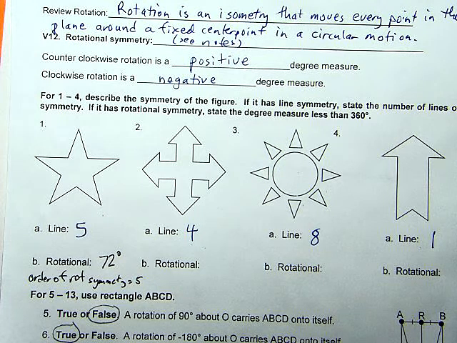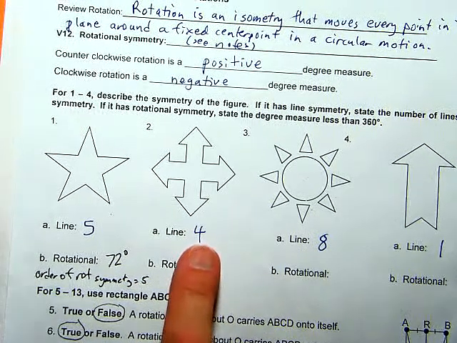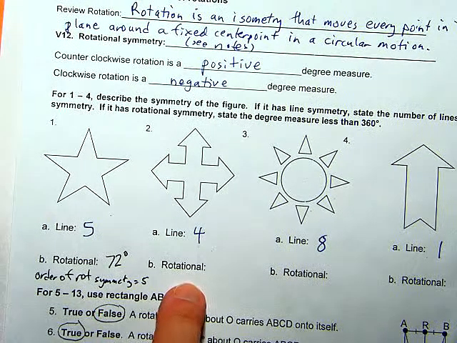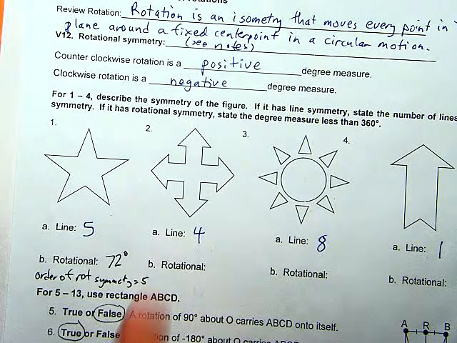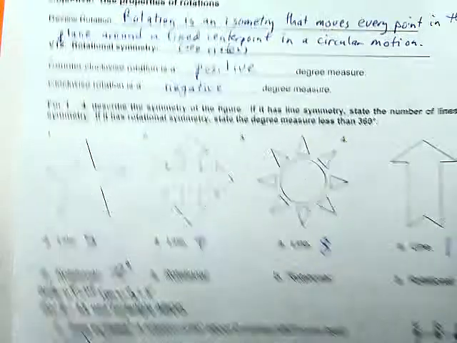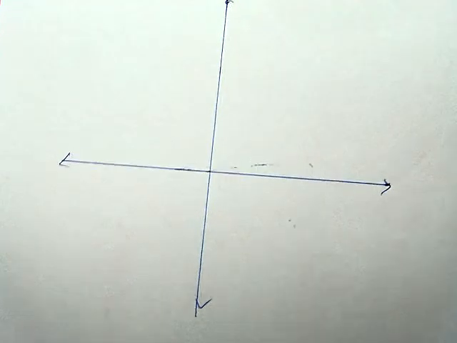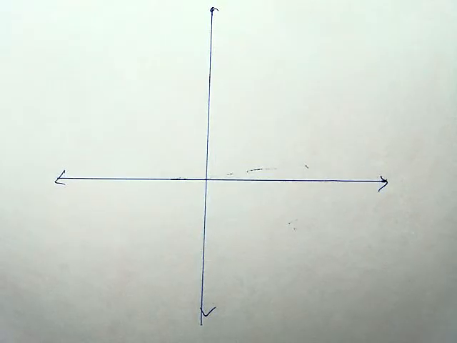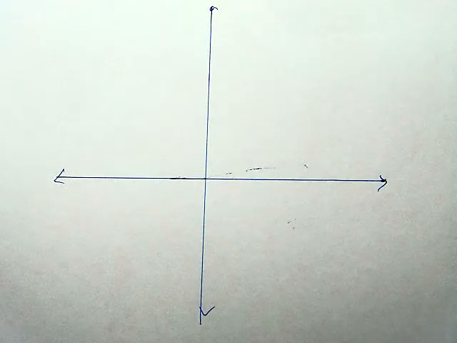Now we'll do the same thing for the next figure. So on question number 2, we have to figure out the degree of symmetry for figure number 2. We're going to start out with this drawing, which is two lines that are perpendicular to each other, and therefore the degree measure between each one of them is 90 degrees.